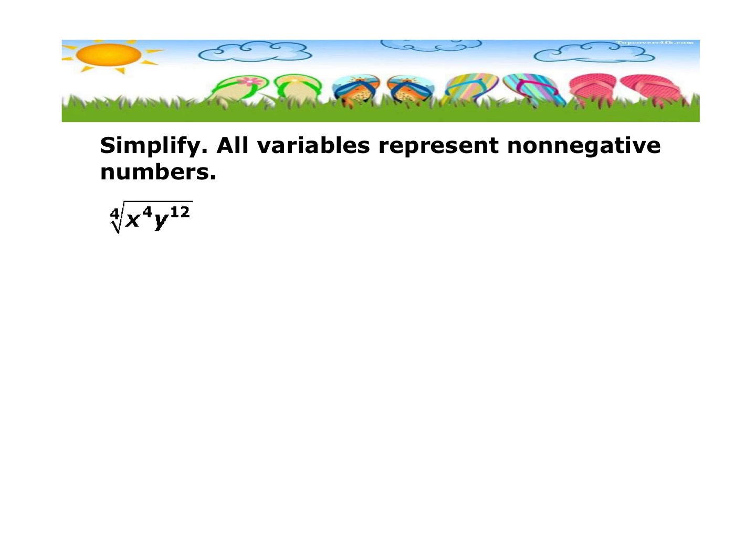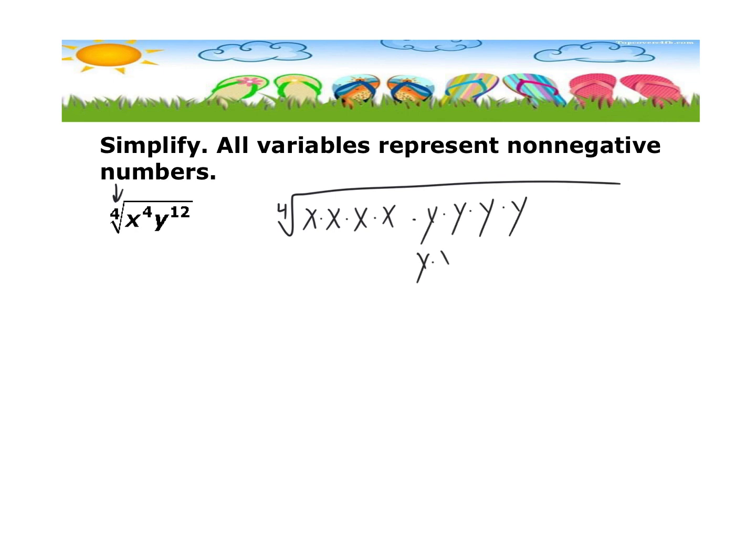So simplify, all variables represent non-negative numbers. So they're asking for the 4th root of those variables. Now, I'm going to go ahead, and we know the index is 4, so we want 4 of a kind. I'm going to expand this so you guys see it. So those are the x's, and then here we have the 4 x's and we have the 12 y's, right? The 4 x's are right here and the 12 y's are right here.